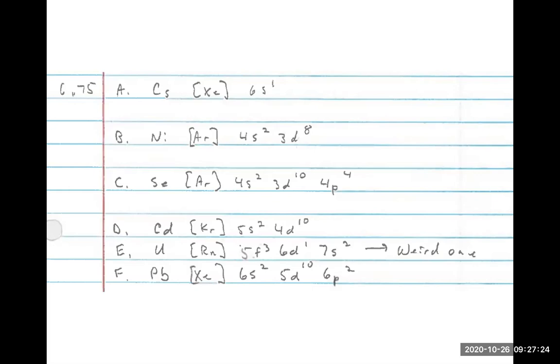Selenium, once again, we have argon, then we have 4s2, 3d10, 4p4. Cadmium, 5s2, 4d10. Here we have an oddball one, and this gets into some of those F levels. So we have 5f3, 6d1, 7s2. That's an unusual one in terms of how it's filling. And so for that, to know that one, you would have had to have just kind of memorized it or looked it up or something. And then finally, lead, 6s2, 5d10, 6p2.